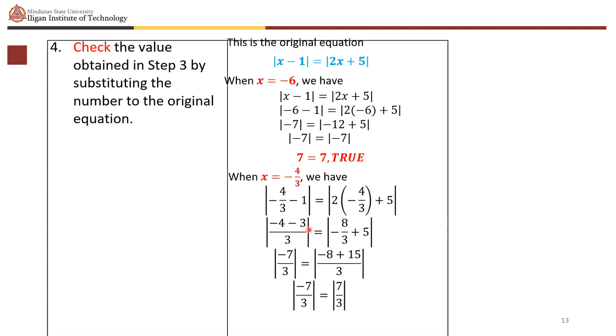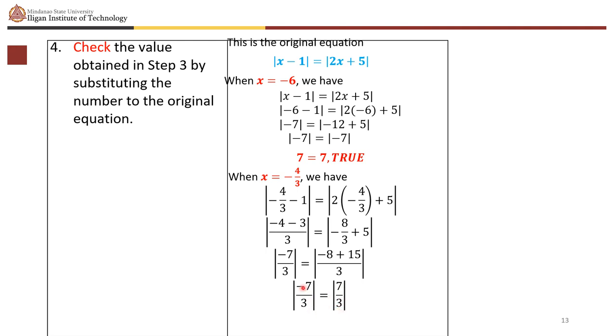So negative 4 times negative 3, negative 4 minus 3 over 3 will give us negative 7 over 3 equals negative 8 over 3 plus 5 here. So the LCD is 3 again, so 3 times 5 will give us 15. So the absolute value of negative 8 plus 15 all over 3 is equal to positive 7 over 3.